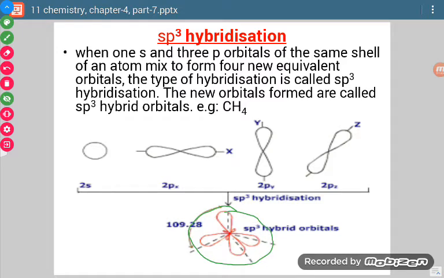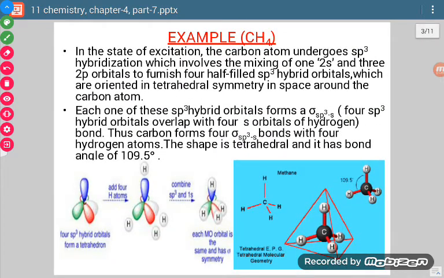Okay, just like 4 electron pairs align themselves in tetrahedral fashion, these 4 hybridized orbitals will also align themselves in the tetrahedral fashion, and the bond angle will be 109 degree 28 minutes. Okay, now let us discuss sp3 hybridization of CH4 molecule, methane molecule.